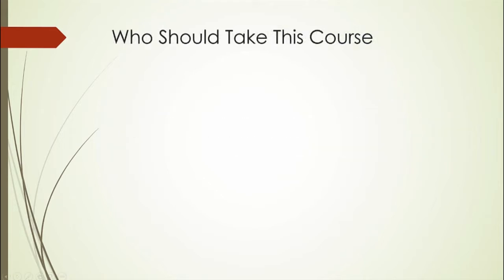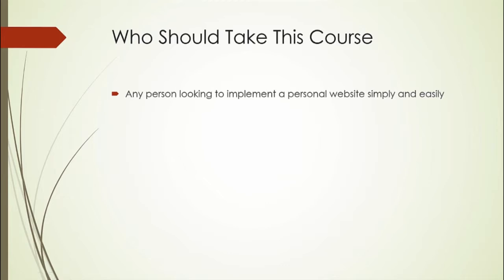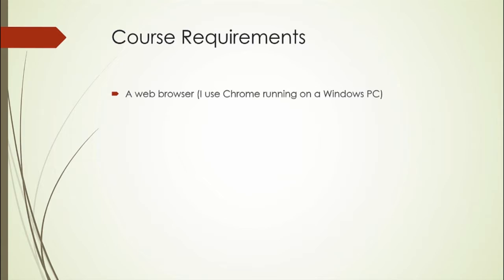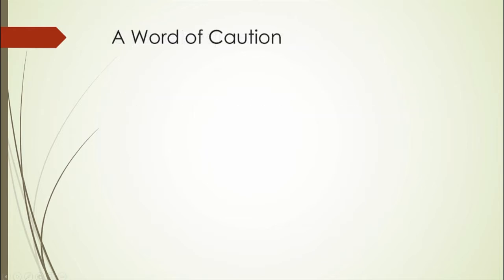Now, who should take this course? Basically anyone looking to implement a personal website simply and easily. WordPress is the way to do it. The course requirements? You need to have a web browser. I use Chrome running on a Windows PC. That's what I'm going to be demonstrating during this presentation. And you need about $40 to $50 to buy website hosting and a domain name for a year. That's all you need.